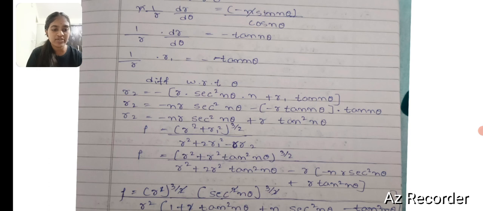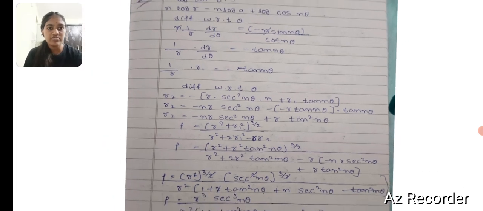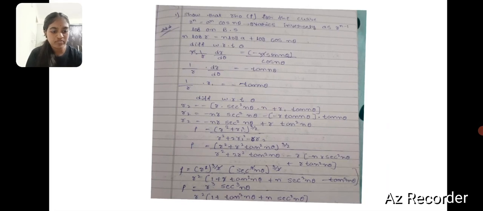Rho is equal to (r square plus r square tan square n theta) whole to the power 3 by 2 divided by r square into (1 plus 2 tan square n theta plus n cosecant square n theta minus tan square n theta). We want to simplify both, where rho is equal to (r square) whole to the power 3 by 2 secant to the power 2 n theta whole to the power 3 by 2.